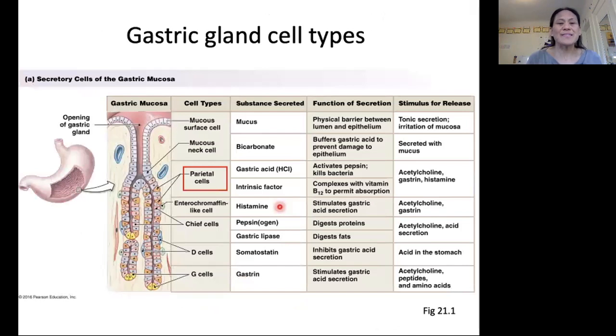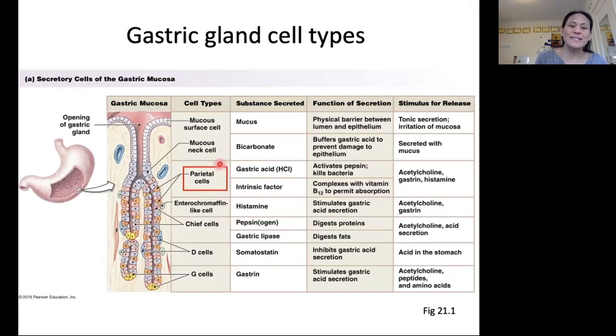Okay, so this table shows our different cell types that we can find in the gastric glands. There are a lot of cell types here, as you can see, but there are just a few of them that I want to focus on for this class. So let's do that, starting with the parietal cells.